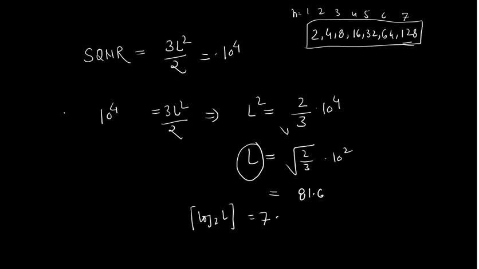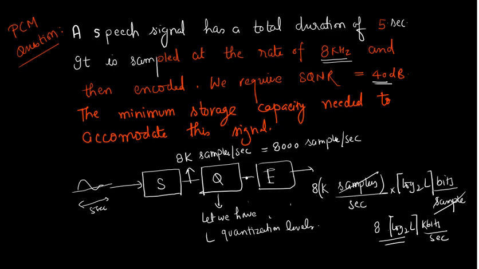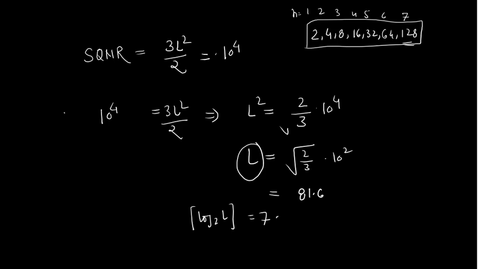We know from our theory classes that SQNR is 3L square by 2. Whenever it is not given what the maximum and minimum value of your signal is, you can assume that it's a sinusoidal type of signal, because in class we derived this for sinusoidal signals. So SQNR is 3L square by 2, and SQNR is given as 40 dB.